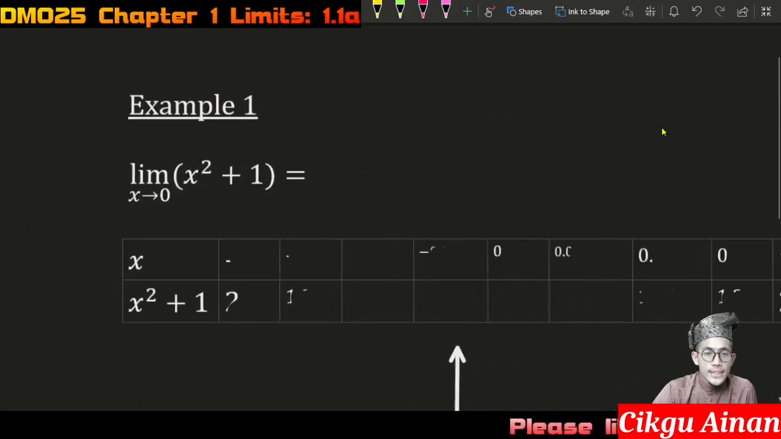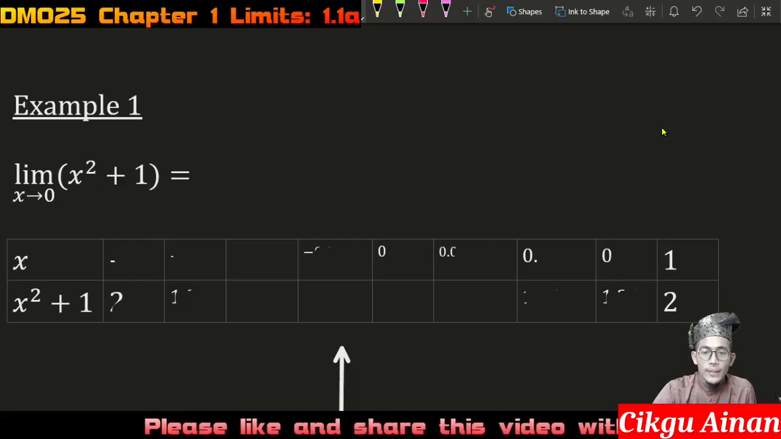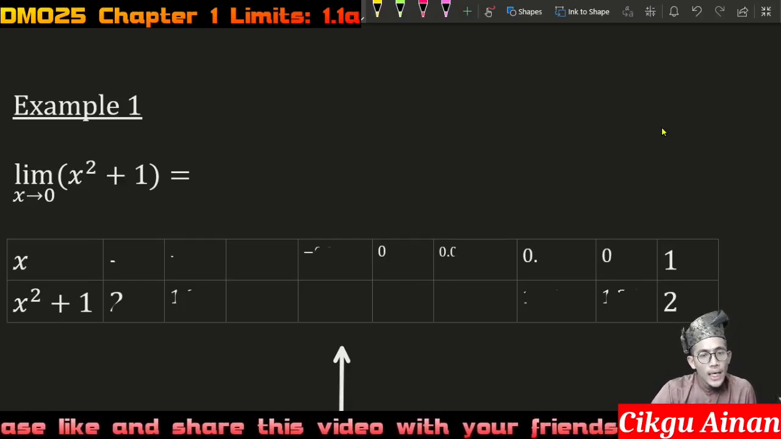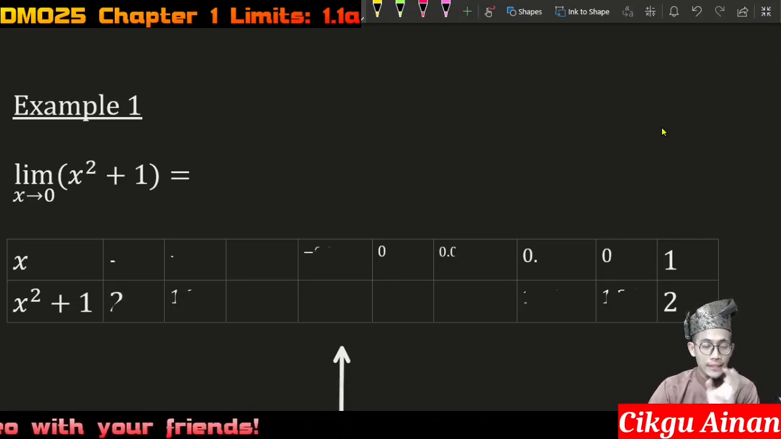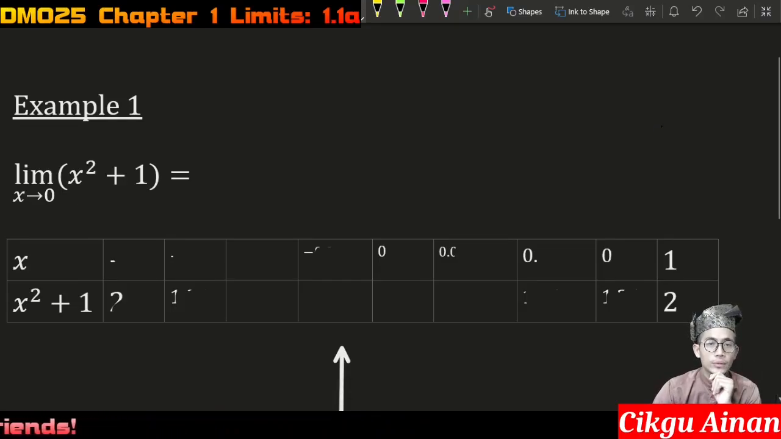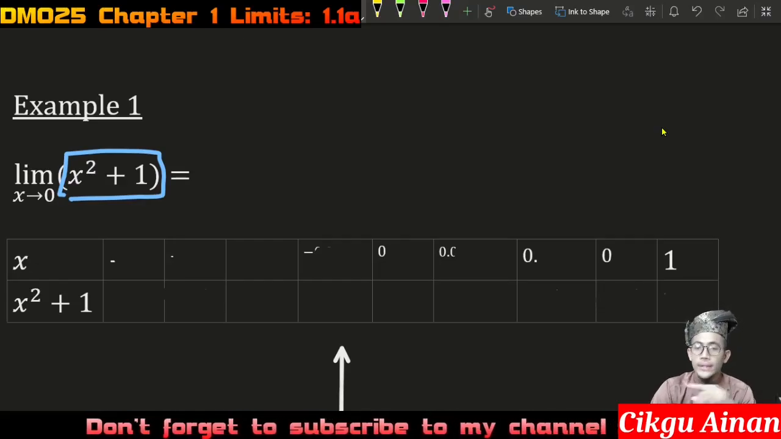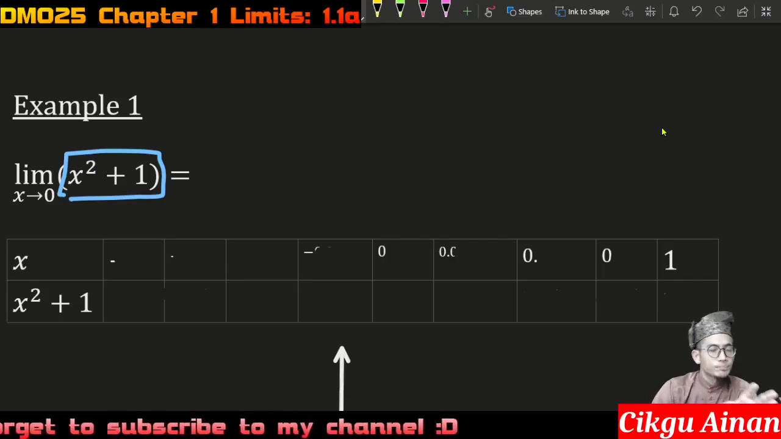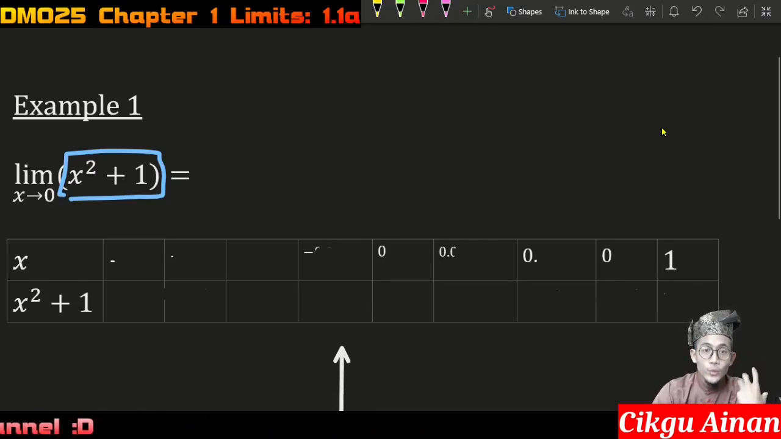Let's consider the first example. We want to know the behavior of the function. The function is x squared plus 1. Maybe I hide the number first from you, it's not a surprise anymore if you can see. So the function is x squared plus 1, and we want to know the behavior of the function as x approaches 0.